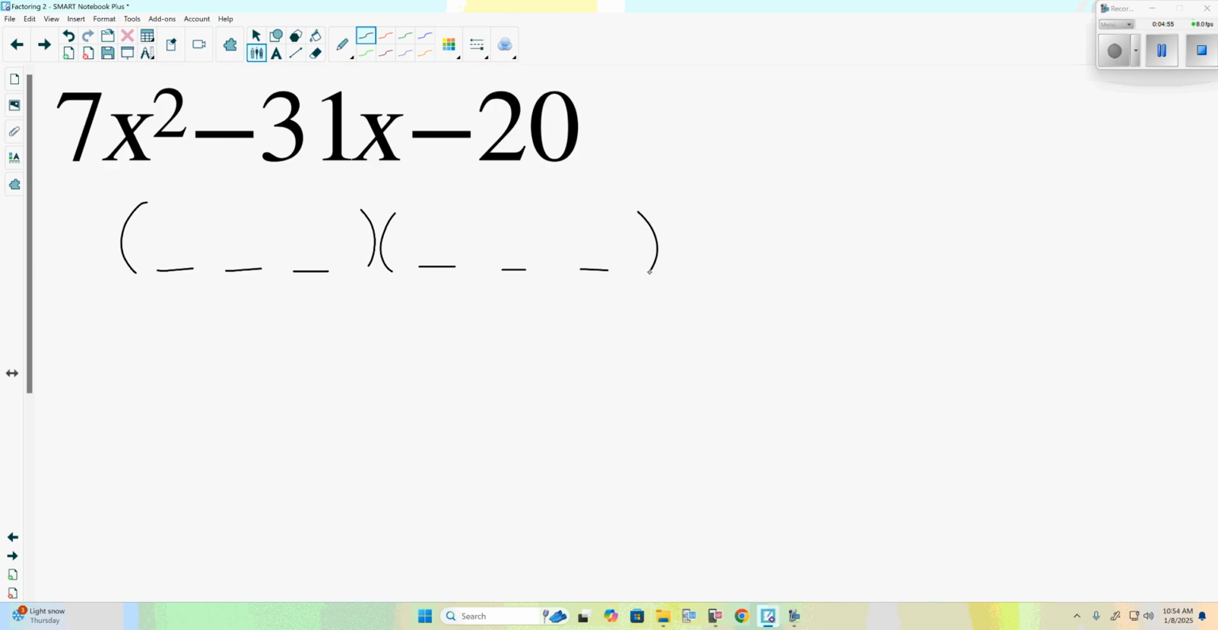So then we move on to our next step, our 2 sets of parentheses with 3 spaces. Now we need to find the sign. If the third term is positive, the signs are the same and match the sign of the middle term. All right, guys. Focus up here. If the third term is negative, the signs are opposite. So here the third term is negative, so our signs are going to be opposite. One's going to be positive, one is going to be negative.